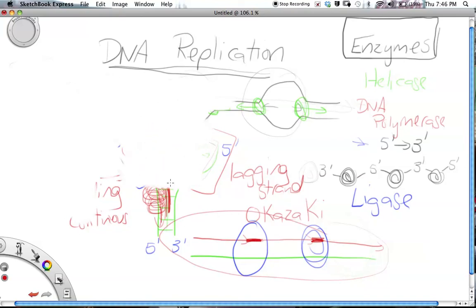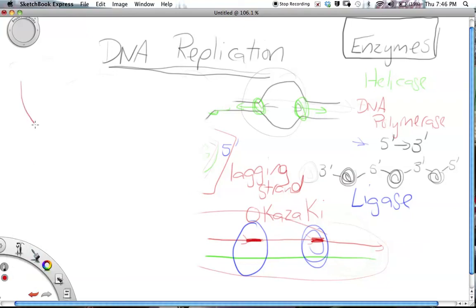So if you look at this whole process, you start with a DNA molecule that has been opened. I'm going to draw it really big. Opened by helicase. So helicase has come in here, and we're going to draw helicase in green like we did before. Helicase is right here, breaking those bonds.